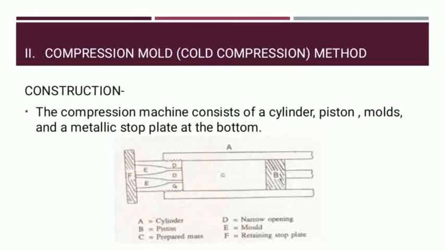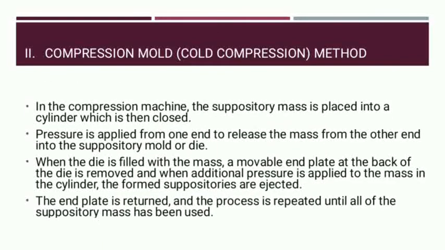Now we'll be seeing its working. In the compression machine, the suppository mass is placed into the cylinder, which is then closed. Pressure is applied from one end to release the mass from the other end into the suppository mold or die. Getting? Then when the die is filled with the mass, a movable end plate at the back of the die is removed, and when additional pressure is applied to the mass in the cylinder, the formed suppositories are ejected.